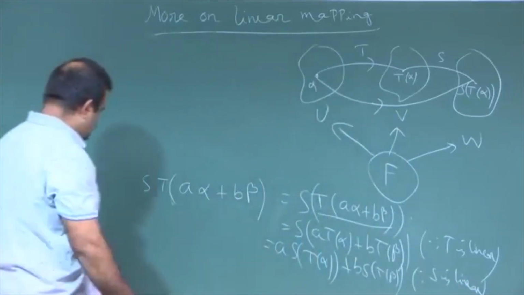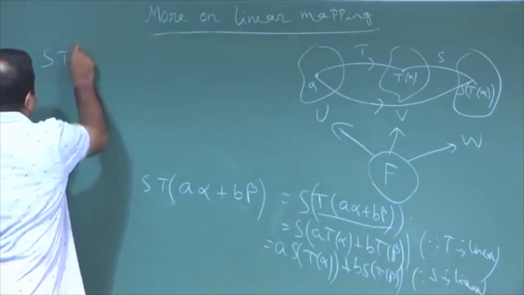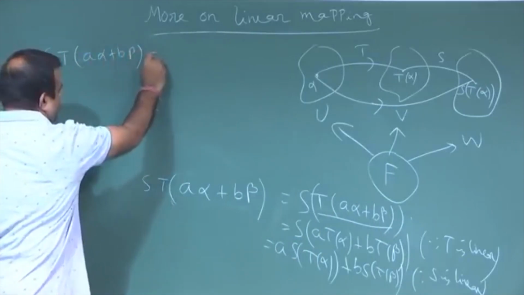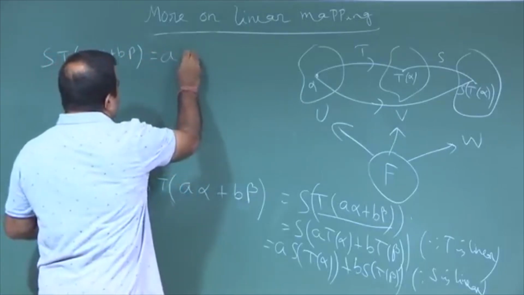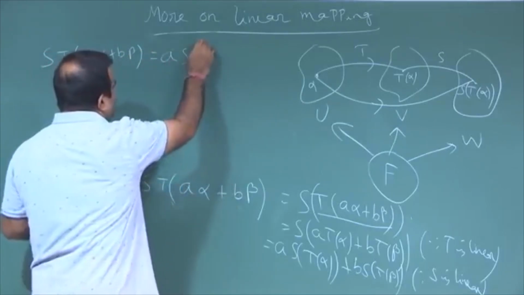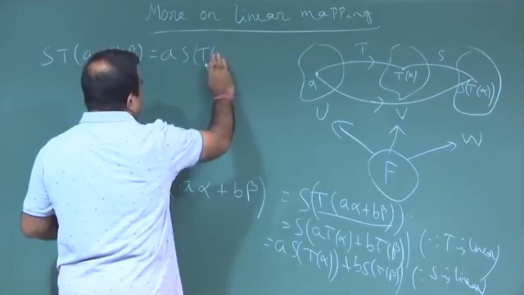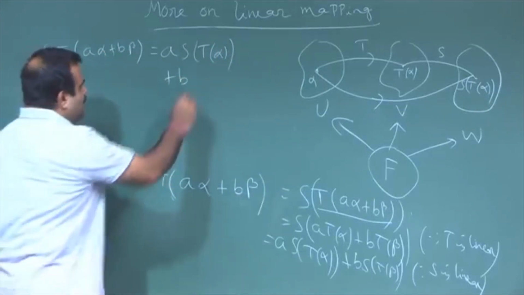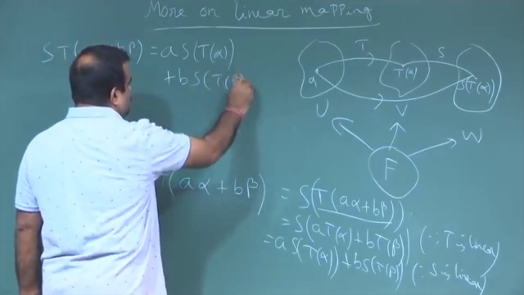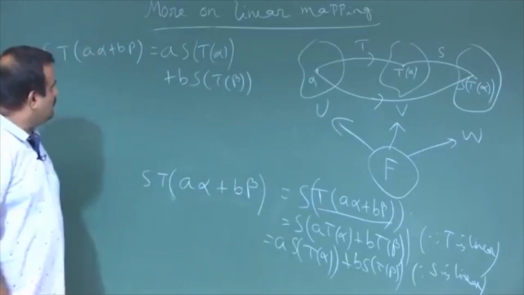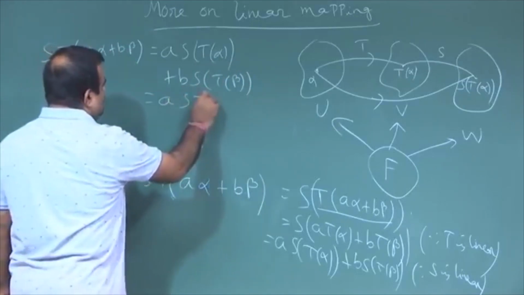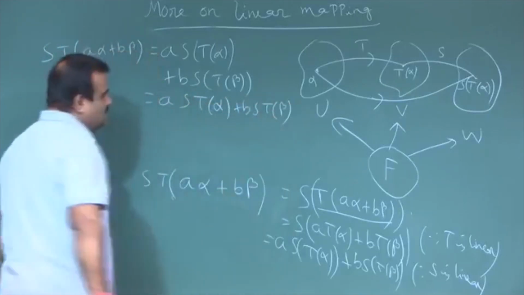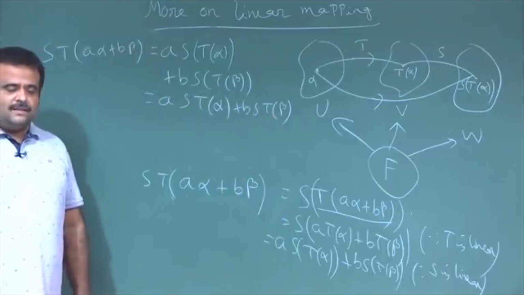So, that means S∘T of (A alpha plus B beta) is nothing but A times S of T alpha plus B times S of T beta. So, this is nothing but A S T alpha plus B S T beta, and this is true for all alpha, beta and all A, B.